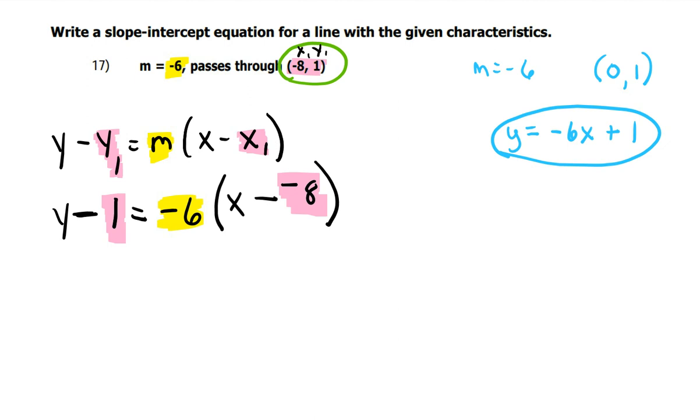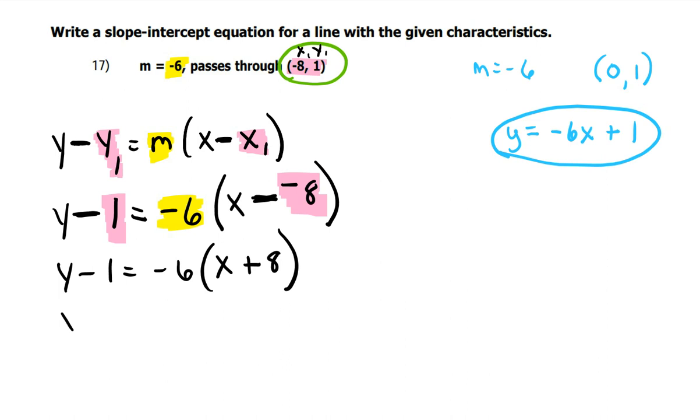These are minus signs here that are in the formula. I don't know if it's really called a formula, but it's the form of the line. Those minus signs stay there. And if one of your coordinates is negative, you're going to have a minus of a minus, which would be a positive. So this is going to be y minus 1 equals -6 times, and right here, instead of x minus a -8, I'm going to make this x plus 8.